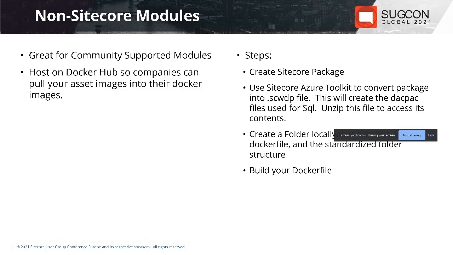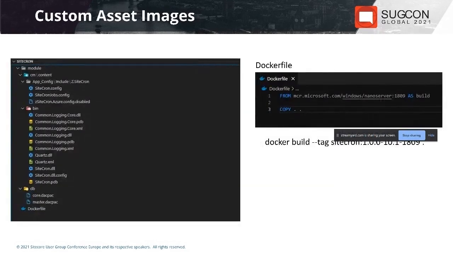So you would typically take the Sitecore package. You would use something called the Sitecore Azure Toolkit. This was typically used for PaaS instances in the past to create a scwdp file. That is really only needed if you need the DACPack files, which you only need if you have customizations to content items in your content tree for that specific module. Then you would essentially take the contents of that Azure Toolkit scwdp file and convert it into a folder structure that you can then create a new Docker image from.